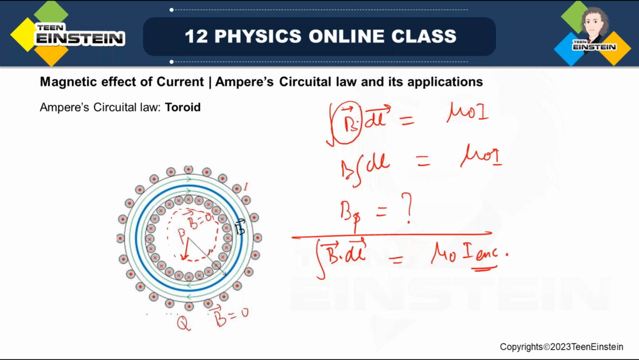Let me take this Amperian loop, the dotted curve I have drawn here, of radius small r. Here, what will be the magnetic field? The magnetic field along this circumference will be constant. So B dot dl is B into 2 pi small r, and this is mu 0 I enclosed.